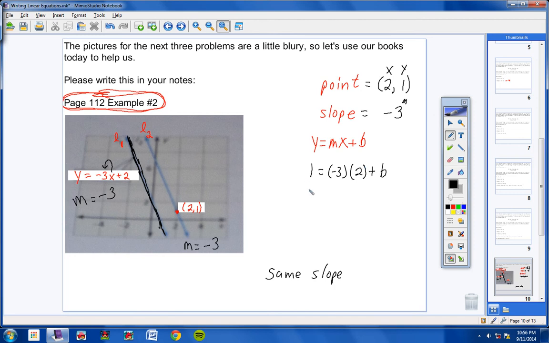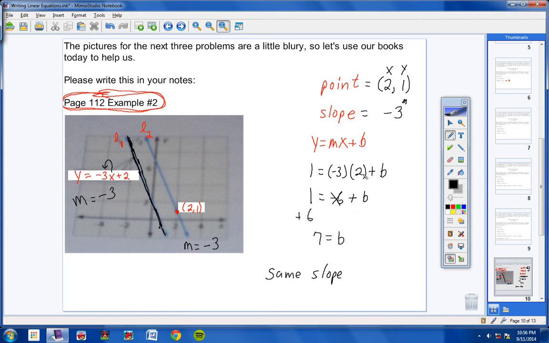And so here we go. Bring down your 1. -3 times 2 is -6. Bring down your positive b. Now, if we're solving for b, we're going to take this -6 and we're going to bring it over. And when we do, we're going to make it a +6. So it's gone. We have a +6. 1 plus 6 is 7. And now you know what b equals.